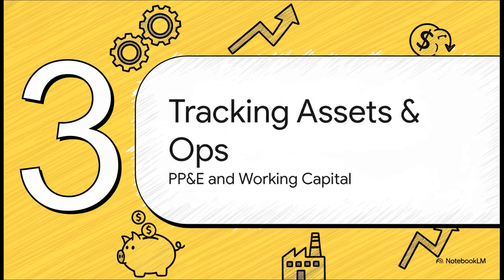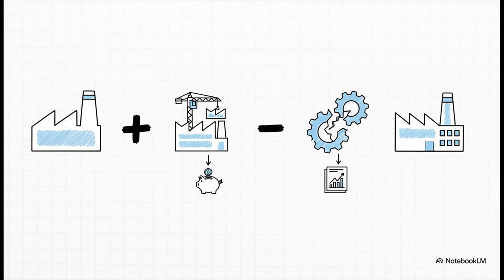All right, so the main wires are connected. Now let's look at some of the other really important moving parts of our machine. We're going to focus on two big areas: the company's long-term assets, what we call property, plant, and equipment, or PP&E for short, and the everyday cash that gets tied up in running the business, which is called working capital. So let's start with PP&E, property, plant, and equipment.